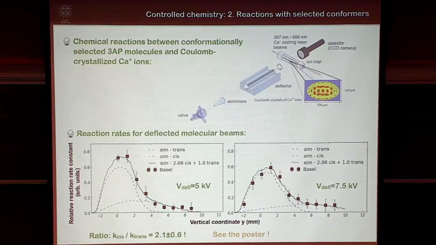And if we quantitatively analyze this, then we find that the cis conformer reacts twice as fast as the trans conformer. So if you're interested in the explanation, then please do come to our poster.